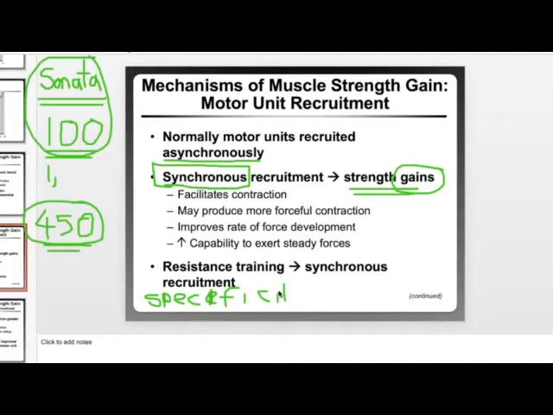Specificity of training. So if I want to get better at, say, for instance, doing figure 8s in ice skating, I want to make sure that I'm working exercises that are very specifically related or very close to those movement patterns, because the more specific the movement patterns are to the activity I'm working, the more synchronous the recruitment of those muscle fibers and motor units can be, and that's going to facilitate the contraction.